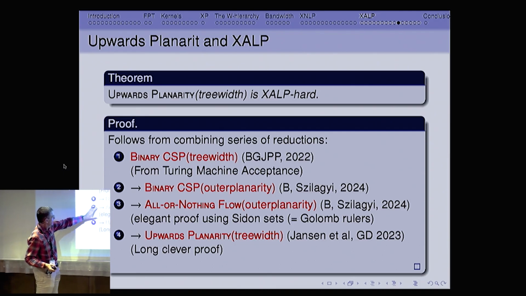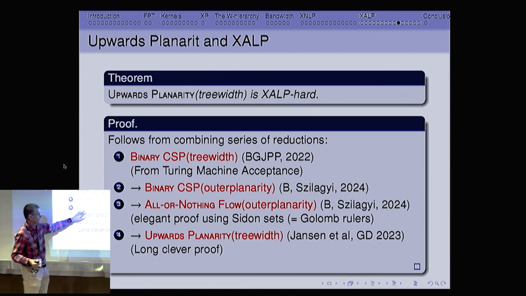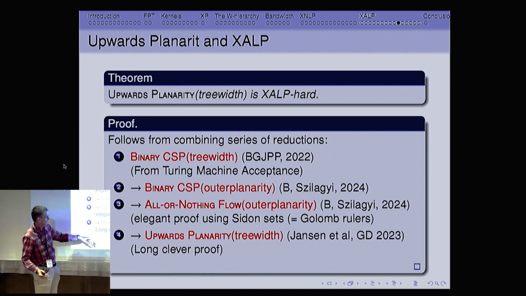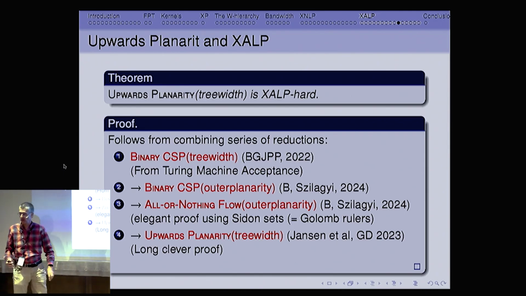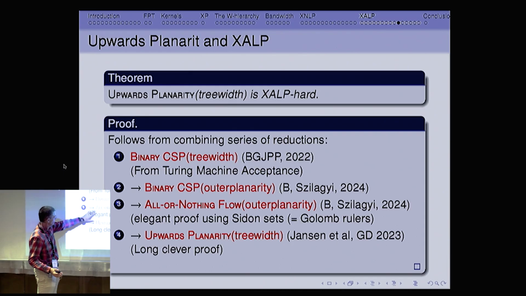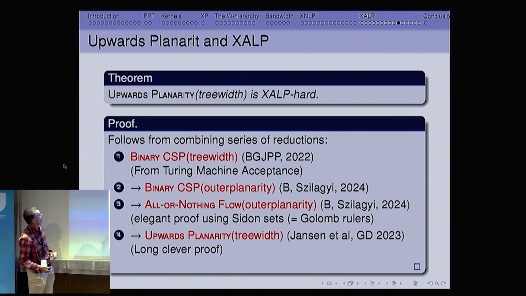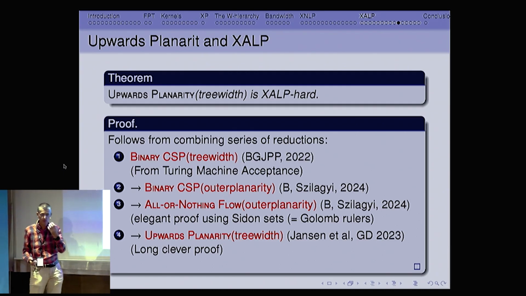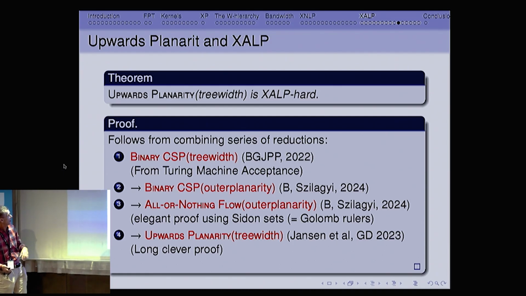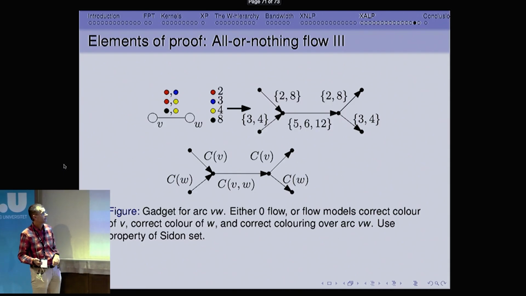But then, if you read this paper from 2 years ago at the Graph Drawing conference, they start with all or nothing flow. Then you take their series of reductions, which is a long and clever proof. Those who were here 2 years ago have seen it. You can plug that reduction in after that one, and what you get is that upward planarity for treewidth parameter is actually hard for this class XALP. I didn't look at the membership proof yet, but I expect it's complete. And then there is this very elegant proof, which I skip.